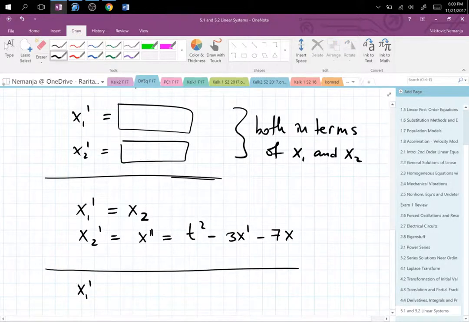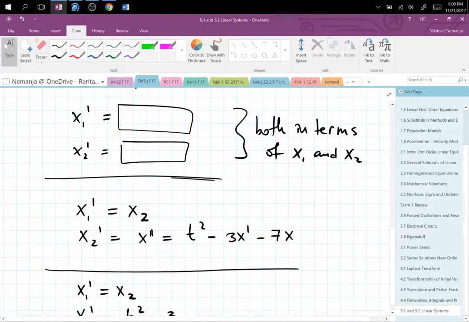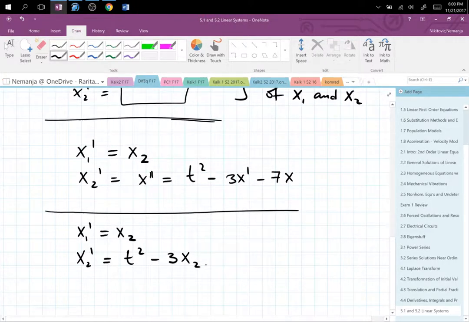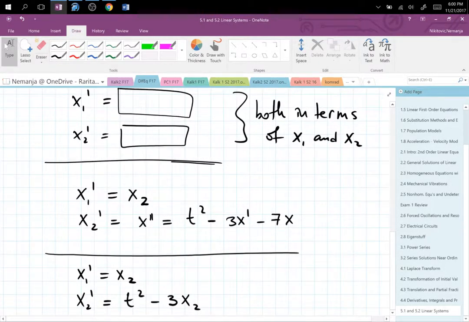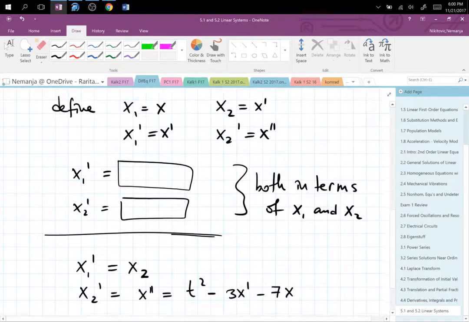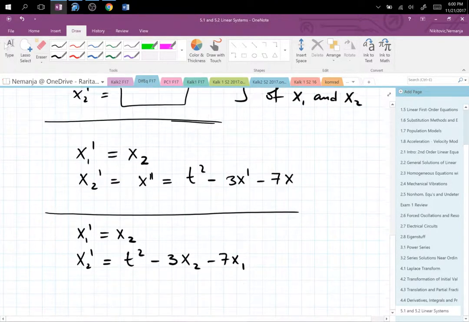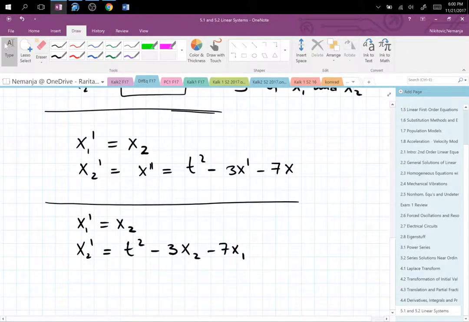So in the first equation, x1 prime stays as is, which is x2. And then x2 prime is equal to t squared, which stays as is, minus 3 times x prime, which is x2, so minus 3x2, and minus 7x1, because we have that x is equal to x1. And if you look at my newly obtained system, there are no x at all. It's just x1s and x2s and their derivatives.